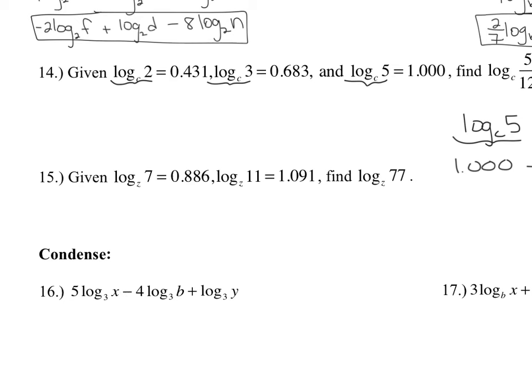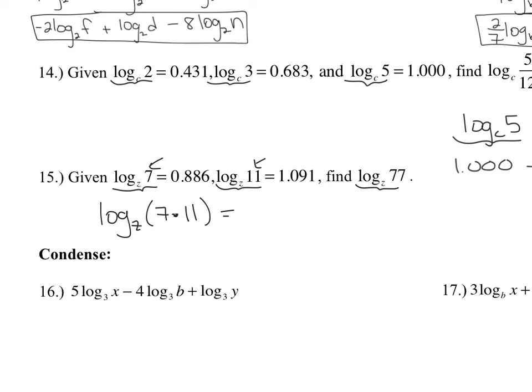For number 15, again, pretty similar. They give us log base z of 7 as an approximation, and 11 is a number also. And they want us to find log base z of 77. So 77 is not 7 nor 11. So we can break the 77 down and rewrite it. So it's log base z of 7 times 11. 7 times 11 is 77, which is nice because I know something about log base z of 7, and I know something about log base z of 11.